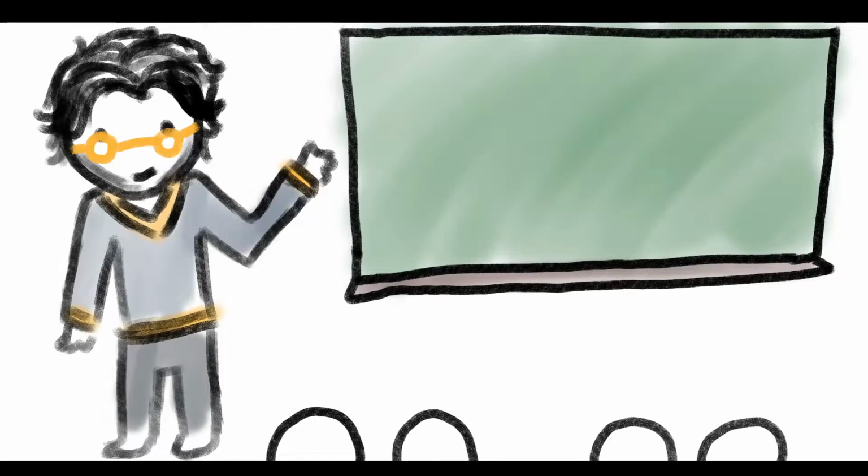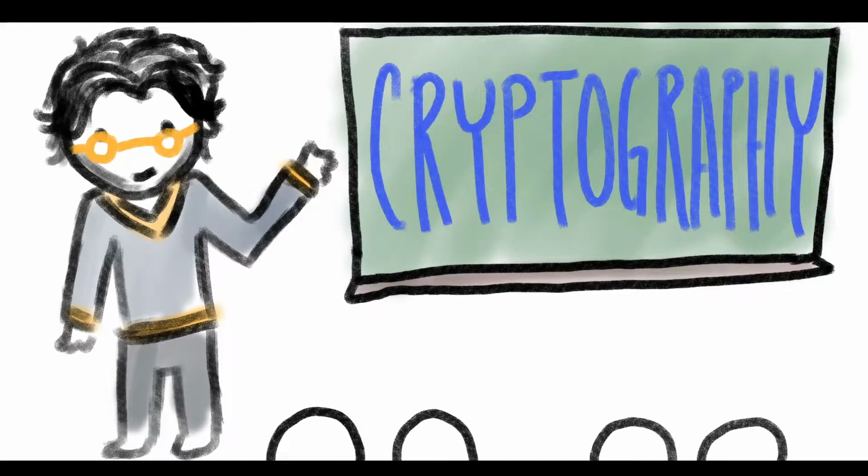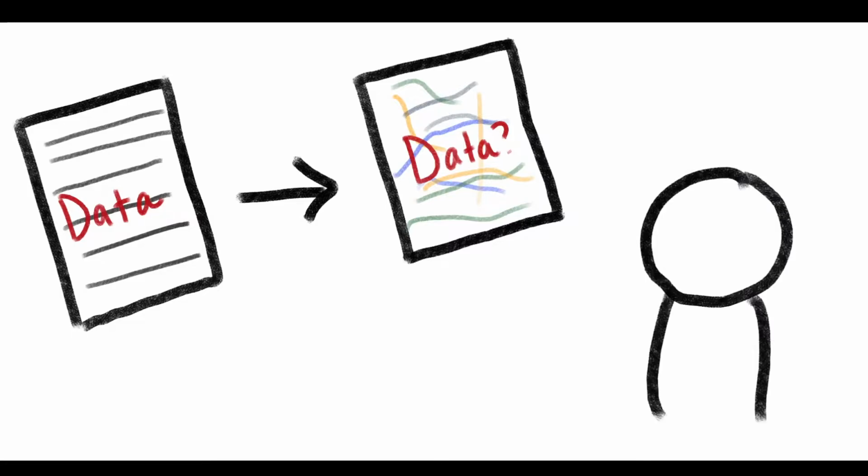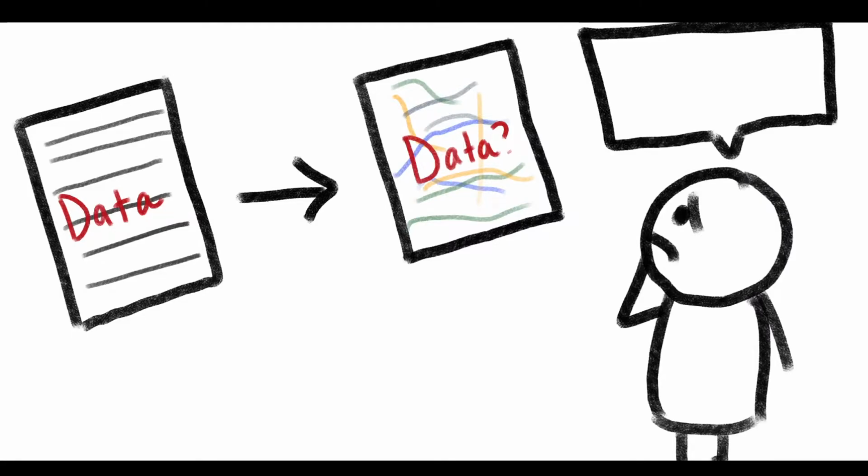Welcome, students. Today, we're going to learn about cryptography. What is cryptography, Professor? Cryptography is the method of protecting information through the use of codes that prevent any other party from revealing the secret information. In fact, people have been using cryptography to protect information for at least 4,000 years.